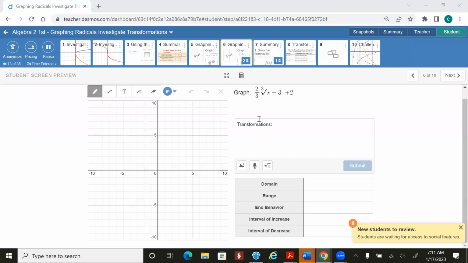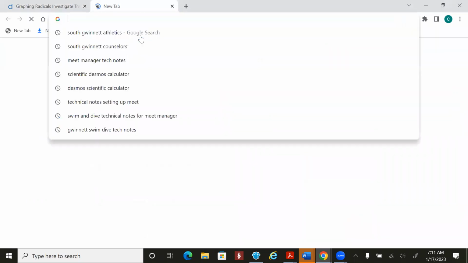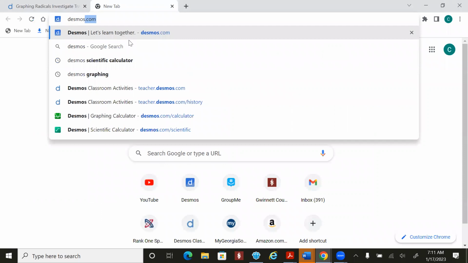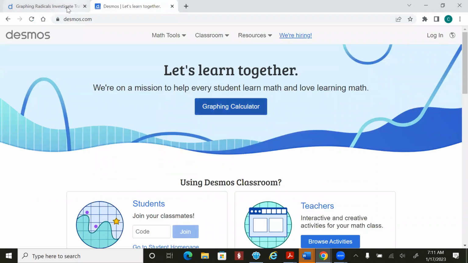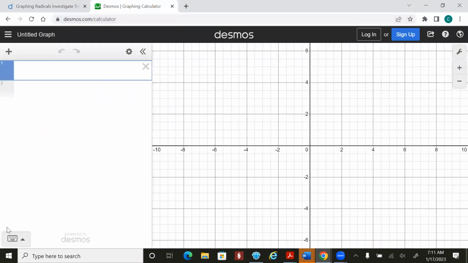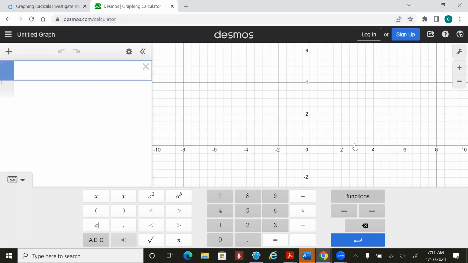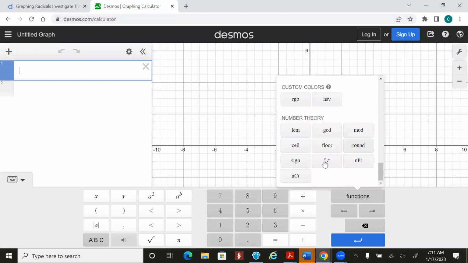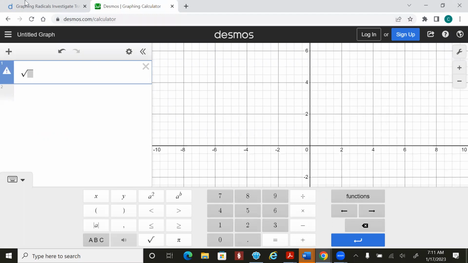To graph this, what would be the transformations that I see? Remember, you can totally do this in Desmos and the graphing calculator. Just a reminder on how to do that. You're going to go into that little keyboard, go to functions, scroll all the way down, and that middle one at the bottom is the one that you select.